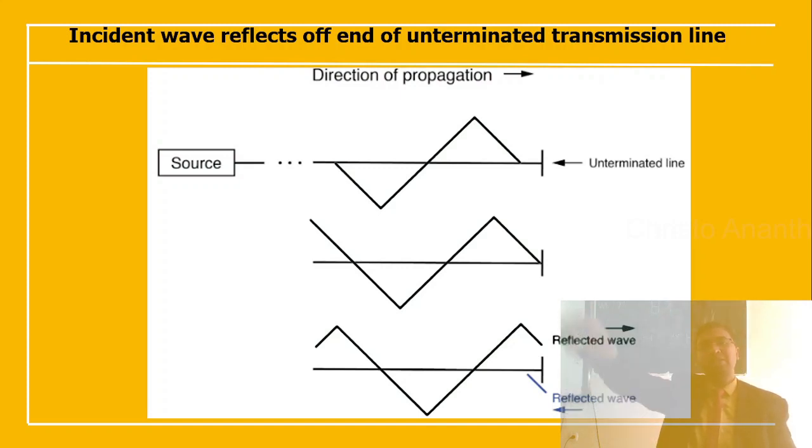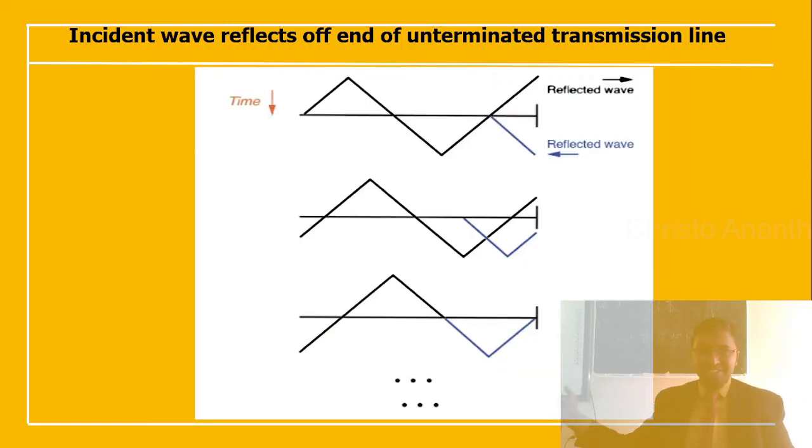We'll see a bigger waveform and the reflected wave taking the opposite direction. The incident wave is going to reflect off the end of the unterminated transmission line. Here the reflected wave takes the opposite direction, and that is going to construct across the wave. This is where it is going to join across the length of the wave.